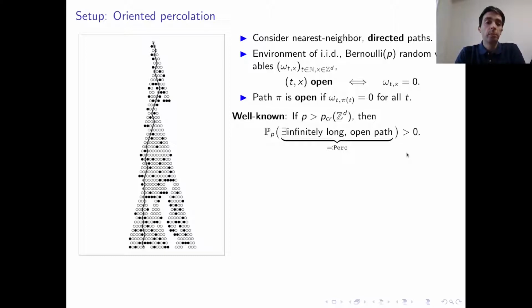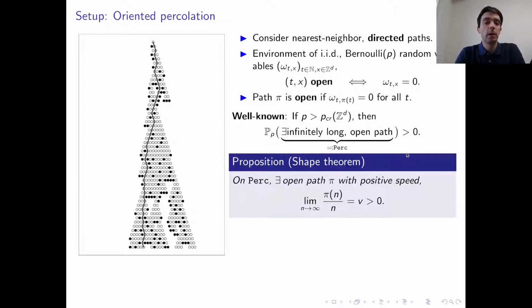There are many similar results in the literature which concern the existence of long open paths satisfying certain properties. One example is a shape theorem, which guarantees the existence of open paths with positive speed. Namely, on the event of percolation, with very high probability, you can find an open path pi whose position at time n moves away from the origin at positive speed.